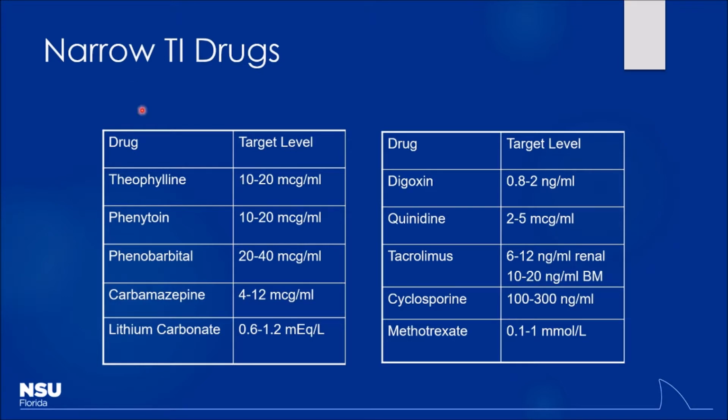So just to give you some examples of narrow therapeutic index drugs, you can see here the target levels we're shooting for with some of these medications. And again, don't memorize this list. We'll cover these in much greater detail in the upcoming semesters, but just to give you an idea. Something you might have heard of before: how about lithium carbonate? Anyone know what this is used for? Bipolar disorder, absolutely.